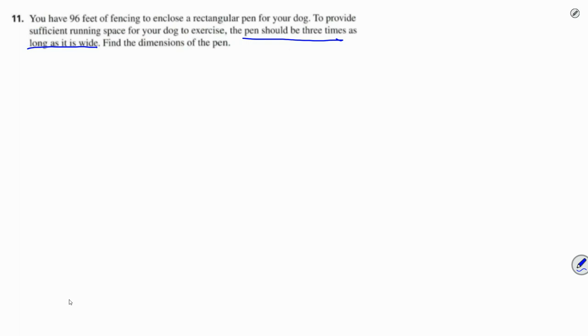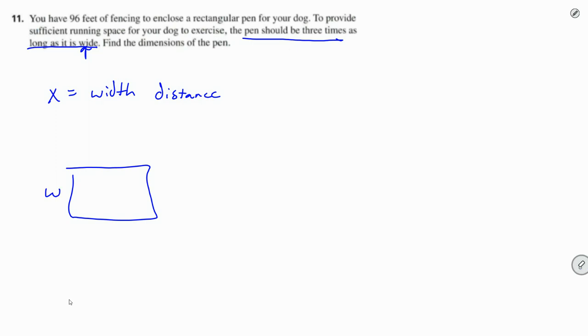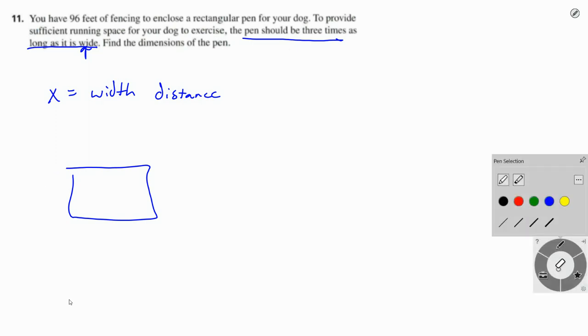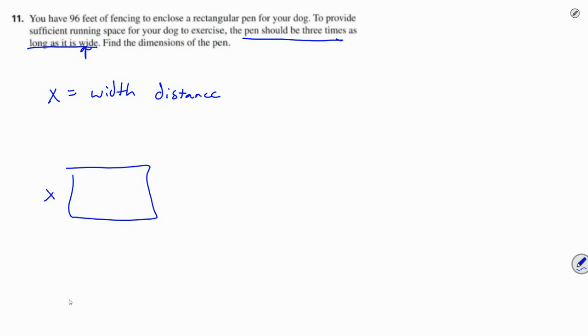I'm going to say x equals width distance. When I mean width distance, I mean the wide term. So if we think about it right here, this is x, right? This is x. 3 times as wide, so 3 times x gives us our length, right?